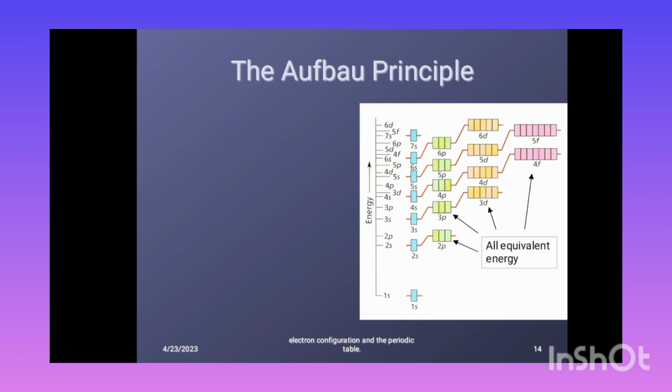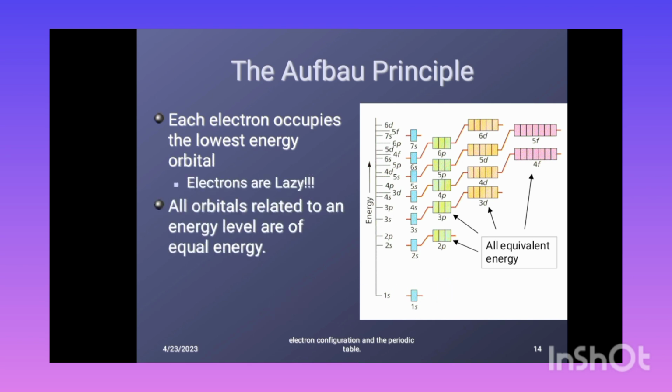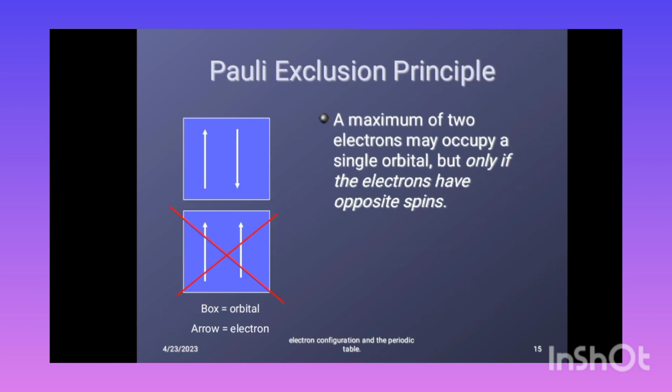Here is the principle, the Aufbau principle. Each electron occupies the lowest energy level orbital. Electrons are lazy. All orbitals related to an energy level are of equal energy. For example, the 3 2p orbitals are the same in energy, so they are known as degenerate orbitals.